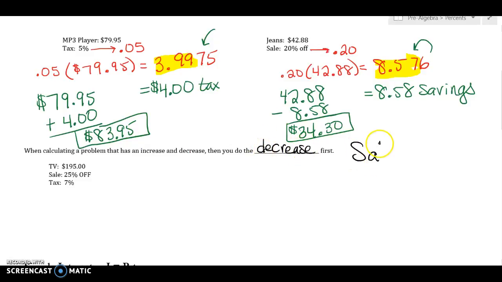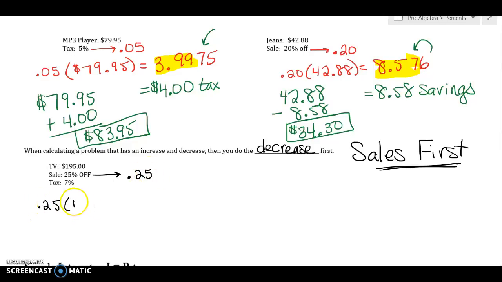So sales first. Tax is last. Okay, so this is the first thing I'm going to do. I'm going to do 25%. And so it's going to be 25% of my $195 TV. And when I multiply that, I get $48.75. That's nice because I don't have to round because it's perfect. So this is my savings.